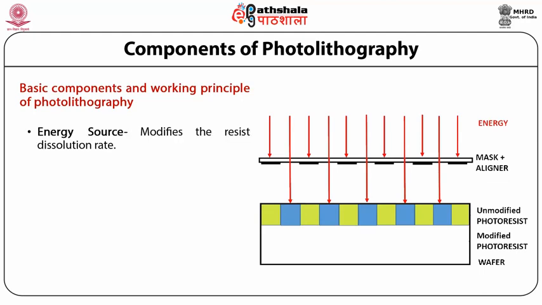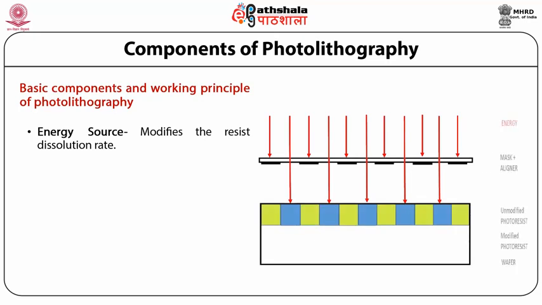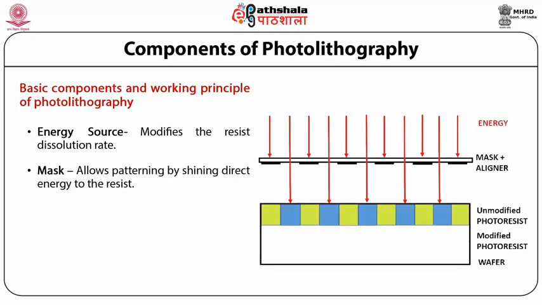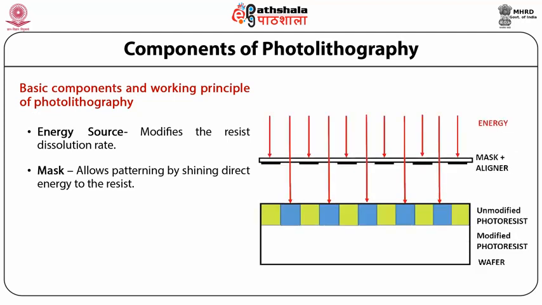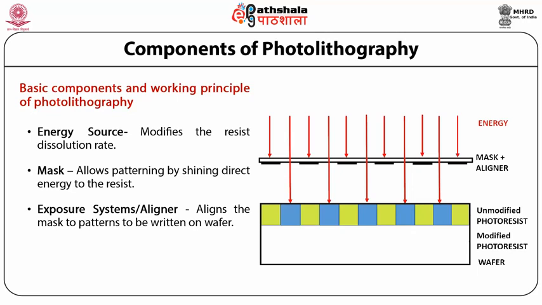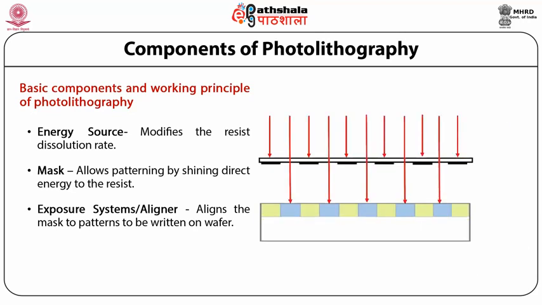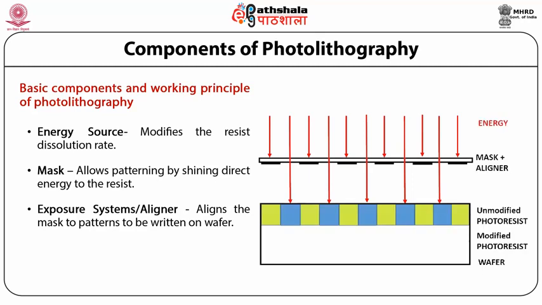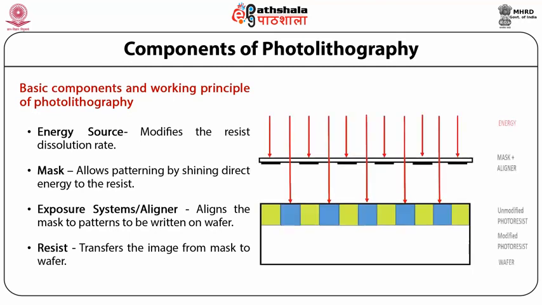Basic components and working principle of photolithography. Here the energy source modifies the resist dissolution rate. A mask is used that allows patterning by shining direct energy onto the resist. An exposure system and aligner is used that aligns the mask to the pattern on the wafer. A resist is used that transfers the image from the mask to the wafer.